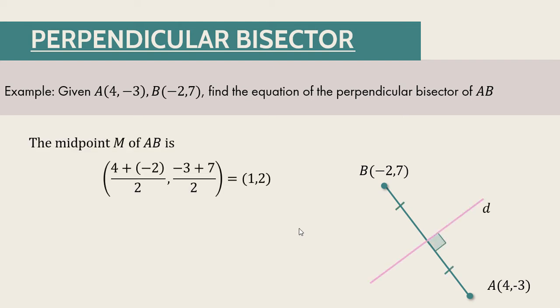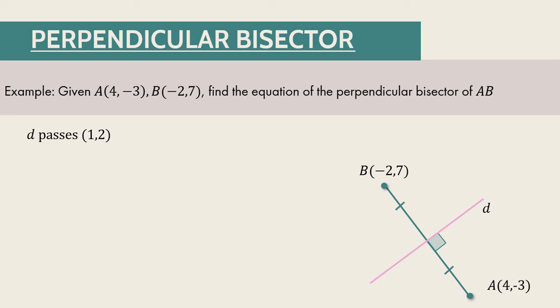Now we know that the perpendicular bisector passes through the midpoint of the line segment. So first we need to find the coordinates of the midpoint M of AB. That's why we have the first section earlier. Applying the midpoint formula, the coordinates of M are (4 plus -2) divided by 2, and (-3 plus 7) divided by 2. The x coordinate is 1 and the y coordinate is 2. So D passes through the point (1, 2).